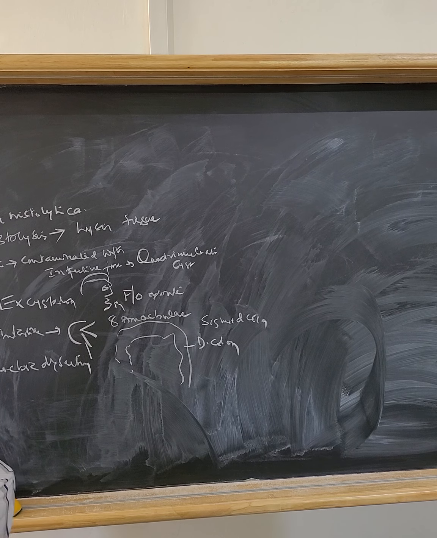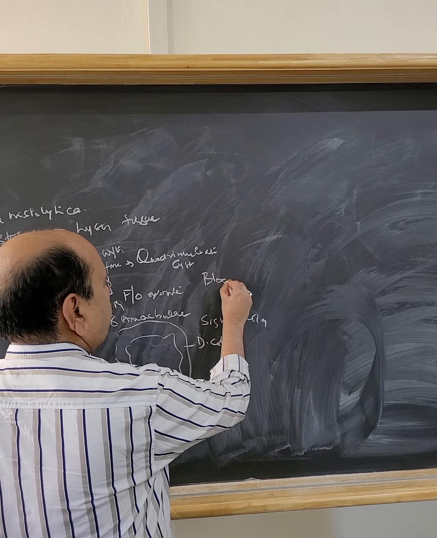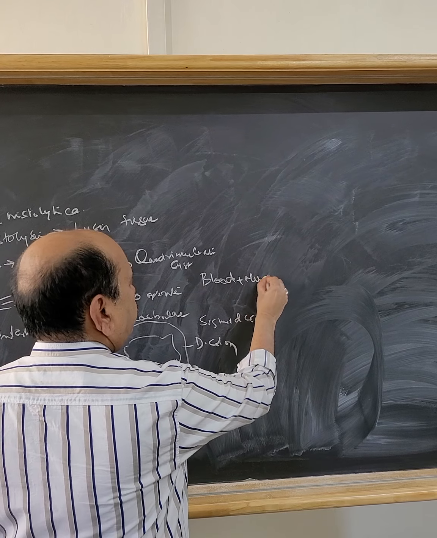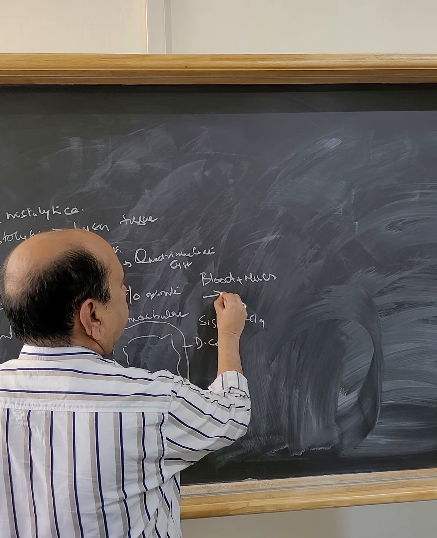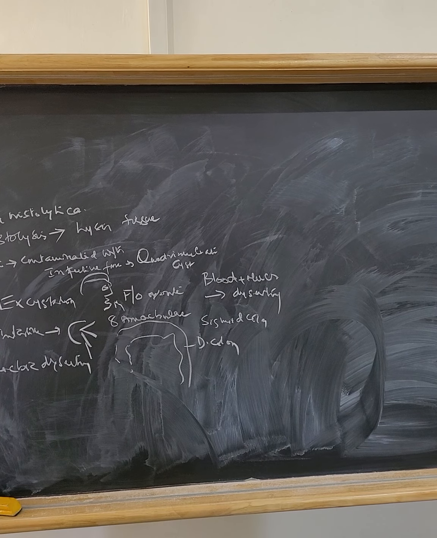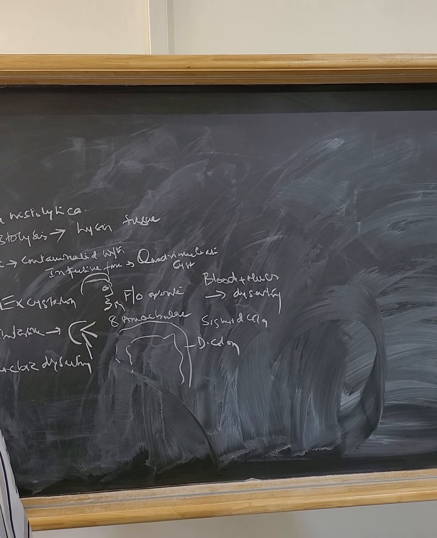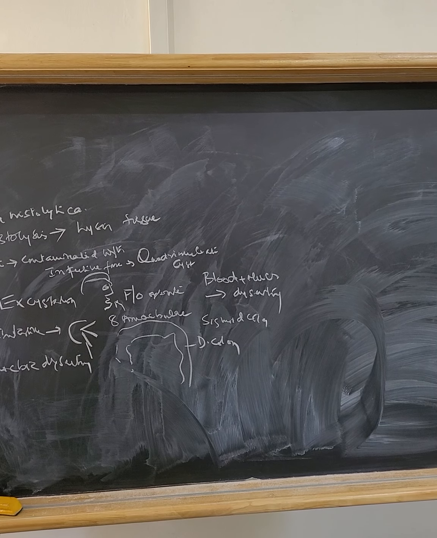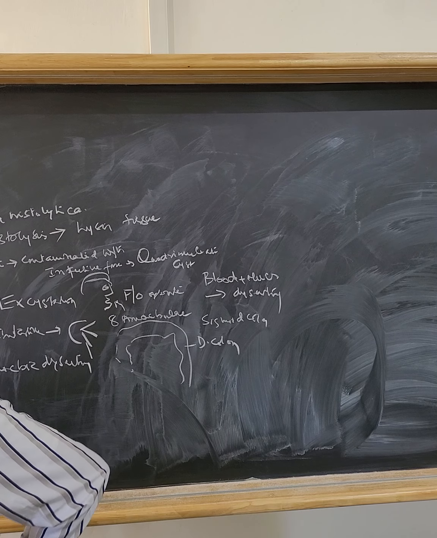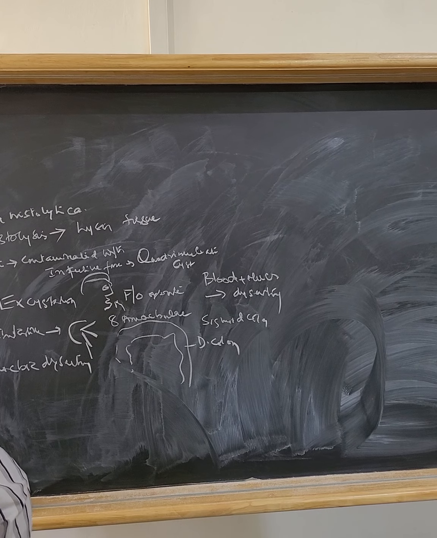When loose stool is mixed with blood and mucus, it is called dysentery. There is one bacteria also which causes dysentery. That is bacillary dysentery, caused by Shigella.